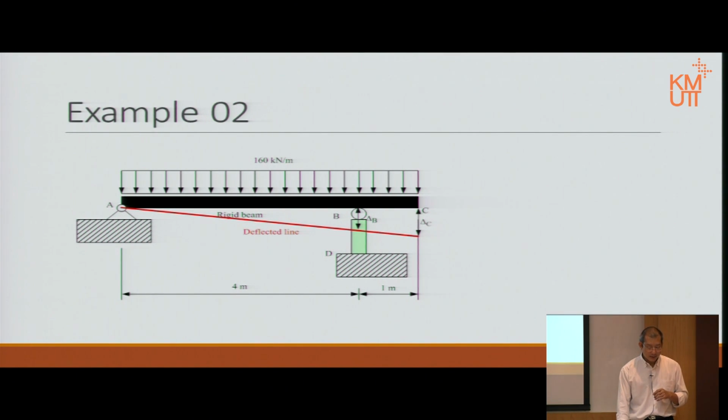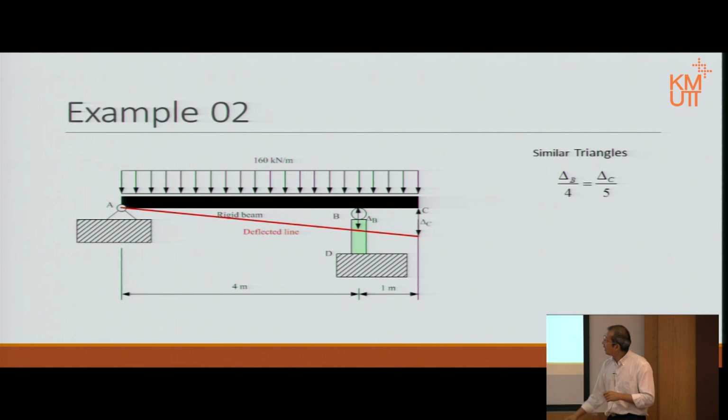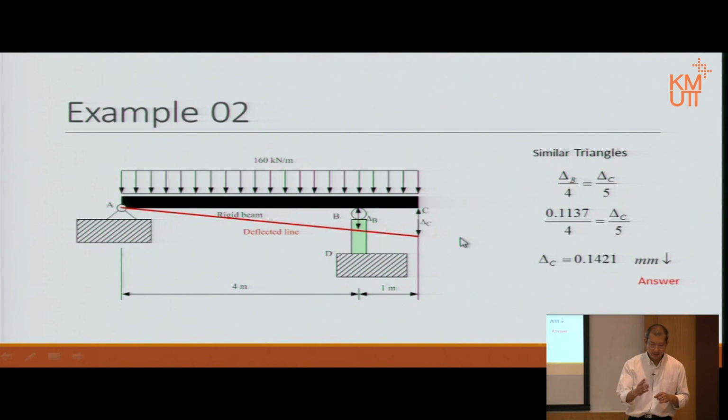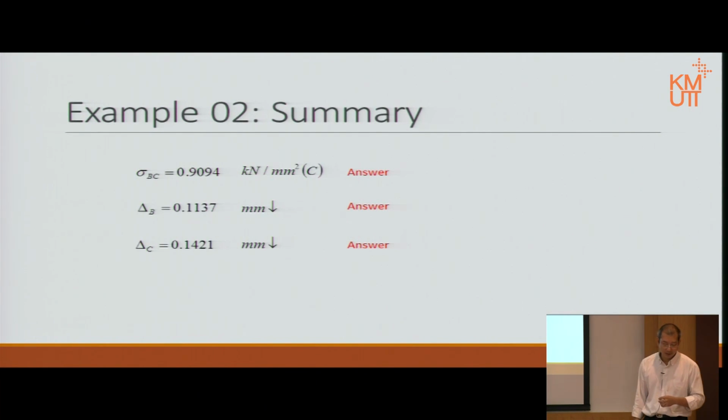we can calculate the movement of point C, which in this case I will call delta C. Okay, let's see how it goes. Similar triangle. Therefore, delta B divided by the base, the base is 4. Delta C, the base is 5. So there we are. And then we can find out delta C. Once we find out delta C, we complete all the answers we needed. And this is the summary.